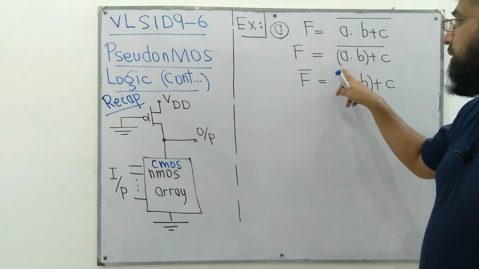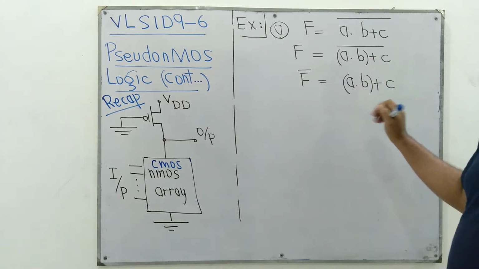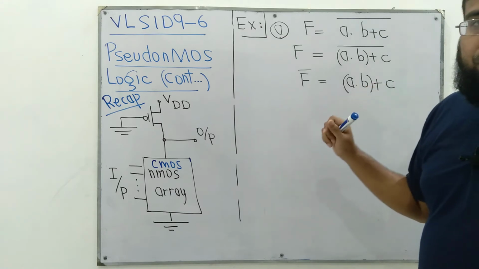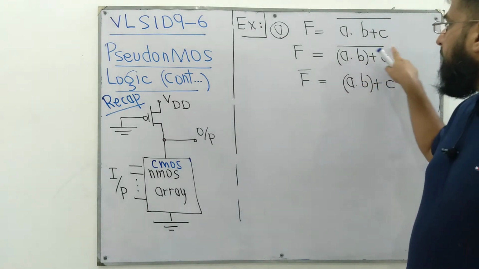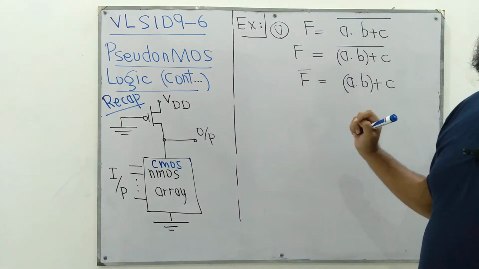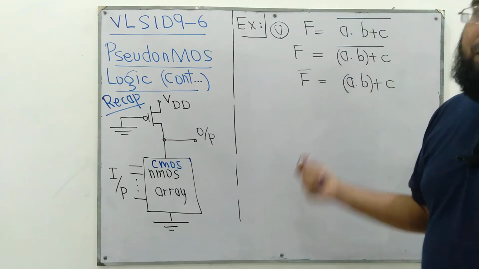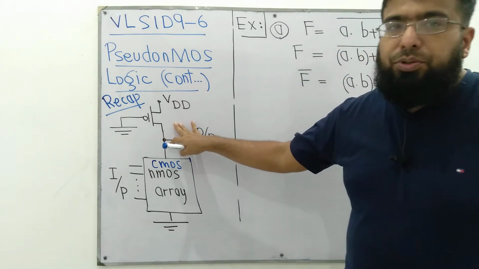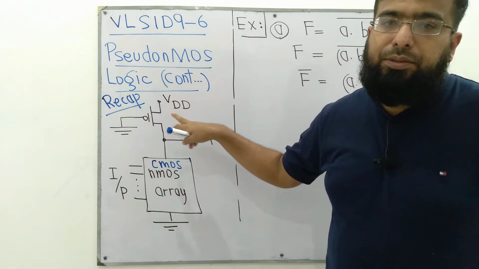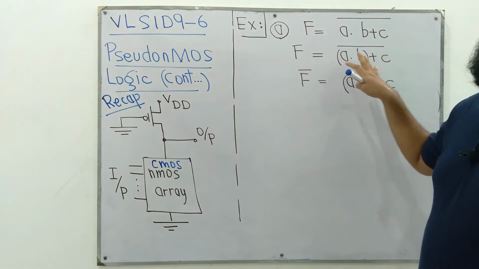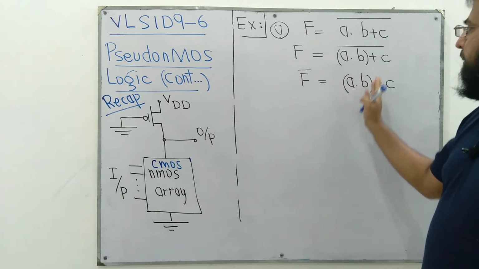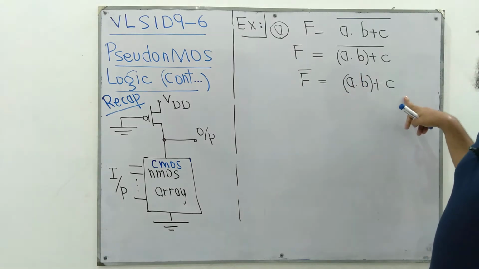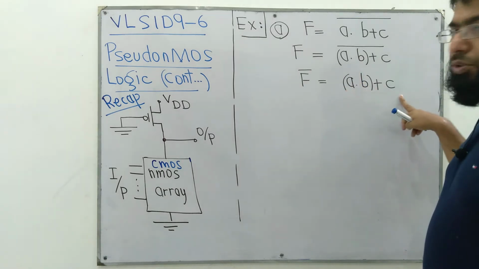So we will put brackets ourselves. And we have also studied that to implement the nMOS array, we have to implement the complement of this. To implement the PMOS array in the regular CMOS circuit, we have to apply De Morgan's law. Since in this case of pseudo nMOS we don't have to implement the PMOS array, we don't need to apply De Morgan's law. We'll just implement the complement of this. So if we complement this, it becomes without complement this small expression.